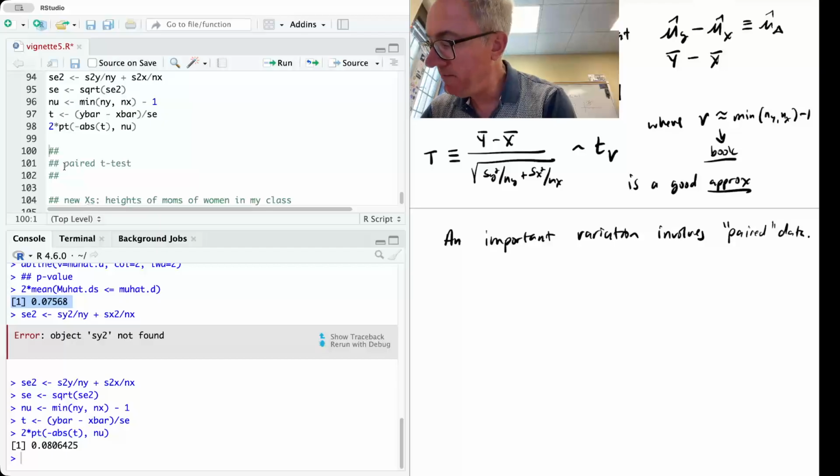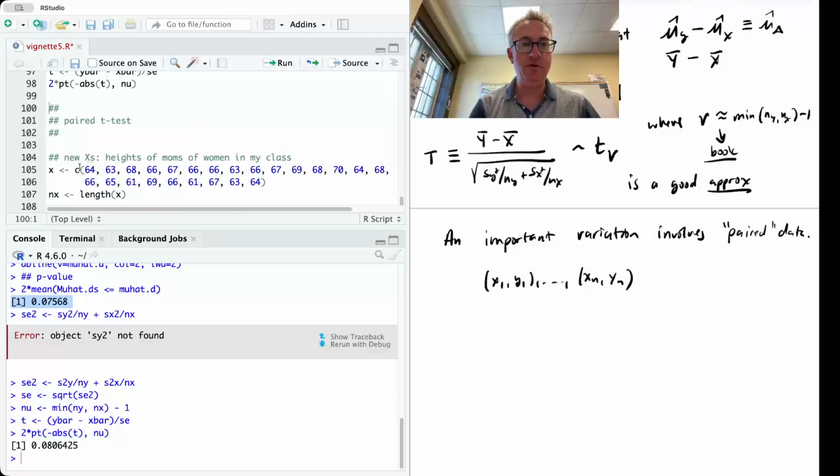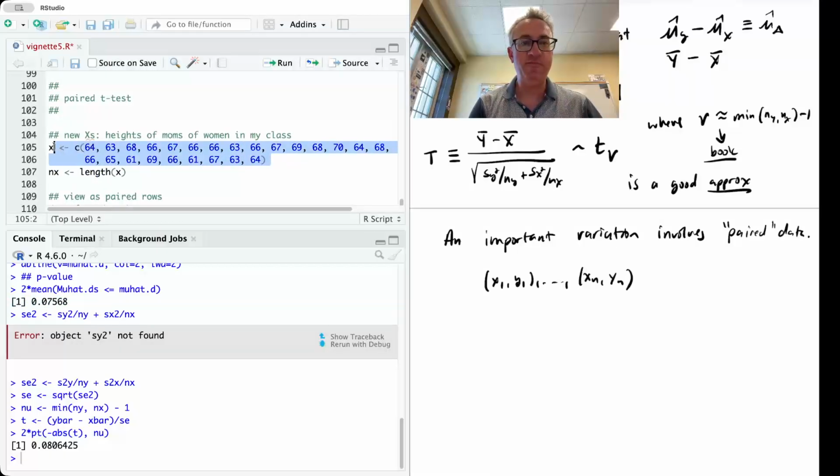Okay, so this is where the data really come in pairs. In particular, we have the same number of x's as y's, and that number is n. We're going to look at an example in a moment where we use the same y's as before, but the x's are going to be the heights of the moms of the y's. Those were the women from my class. We're not going to quite do the R yet, but that's our motivating example. Are we able to detect that there's a difference in heights between these daughters and mothers?